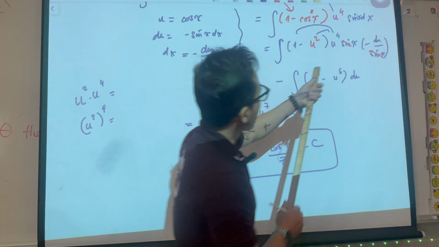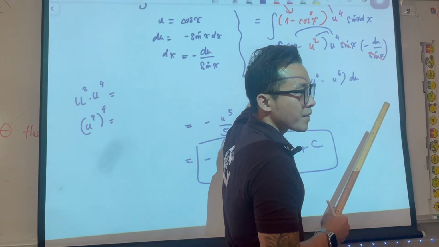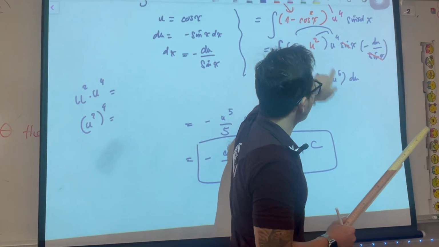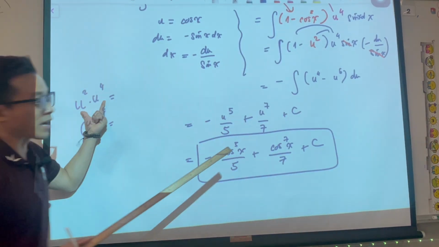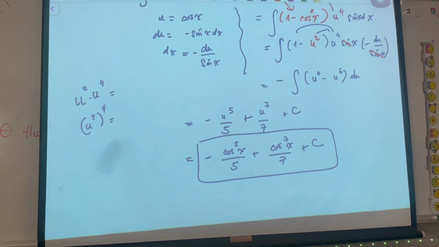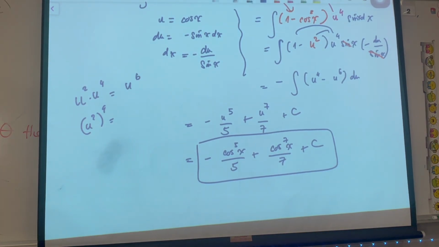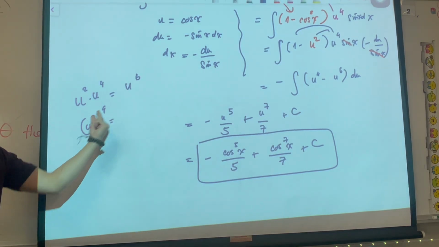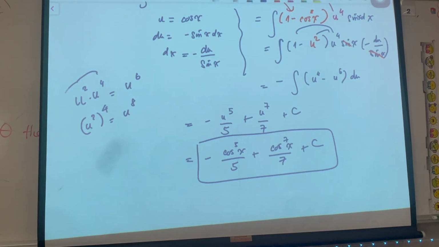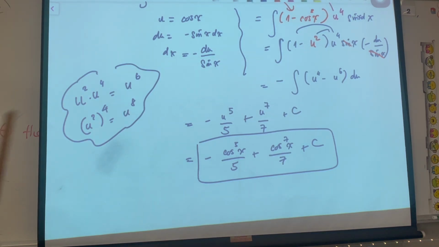Oh, yeah. I distribute u^4. u^4 times 1 is u^4. u^4 times u^2 is u^6. That's what I just explained to Brad here. If you multiply them, you add the power. So this is u^6. But if you see the power outside, 2 times 4 is 8. That's different. Those are two different things, okay?